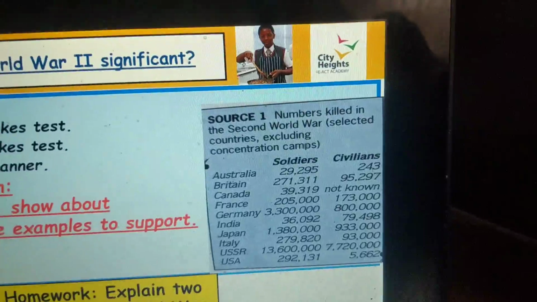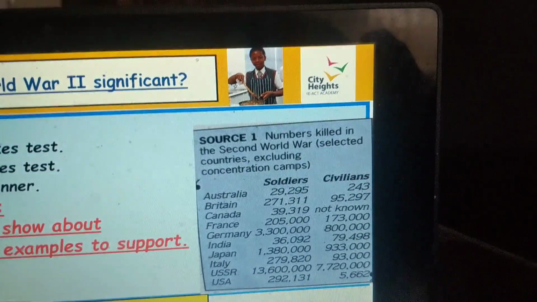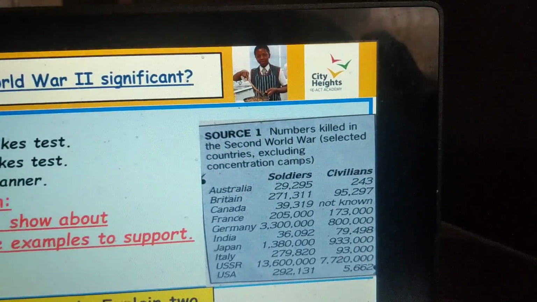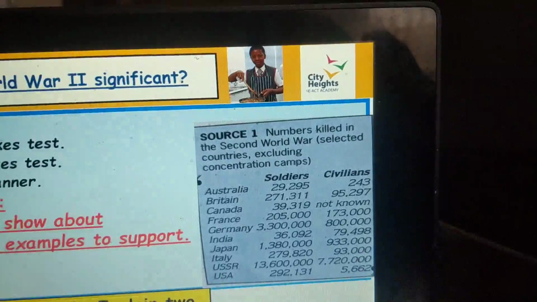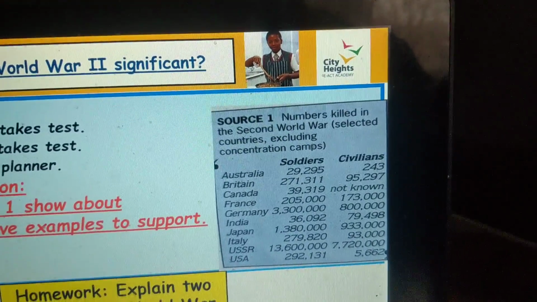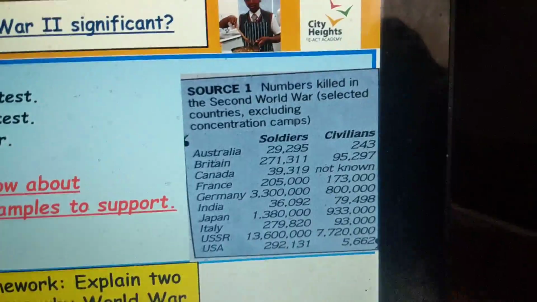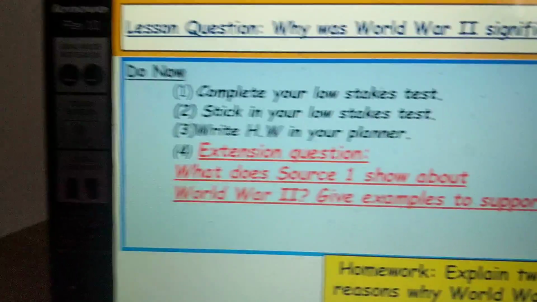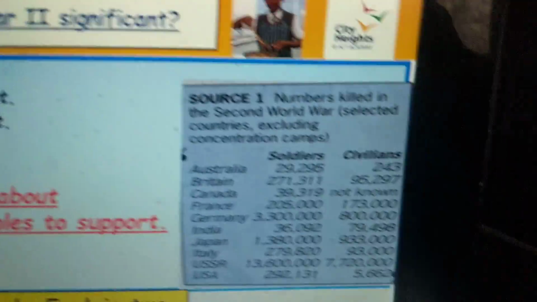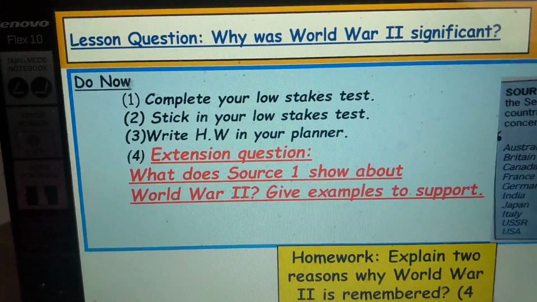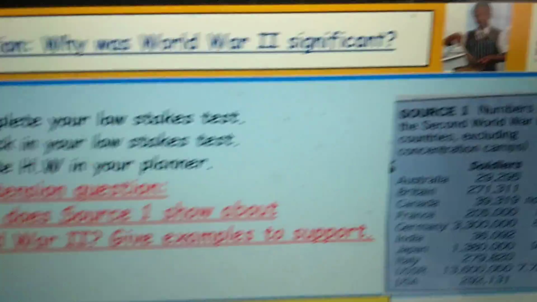The war took place from 1939 to 1945, so 6 years of destructive killing. Loads and loads of countries were involved in the war, and we are going to look at that in more detail in today's lesson. So make sure you've completed that extension question using the source. The question is: what does source 1 show you about World War II? Give examples to support. Use those examples right there.